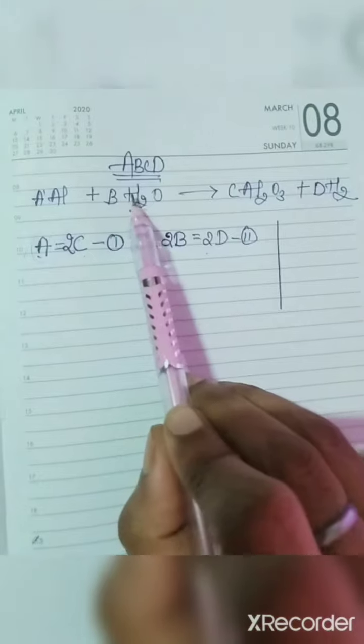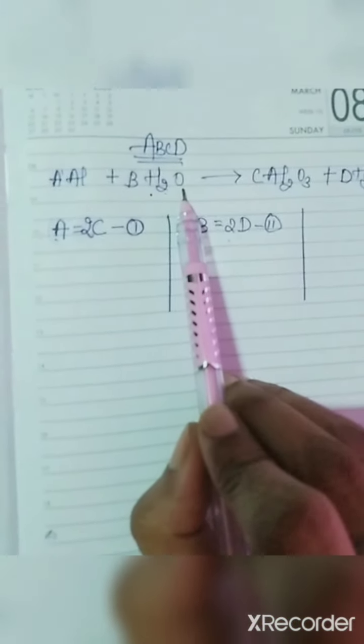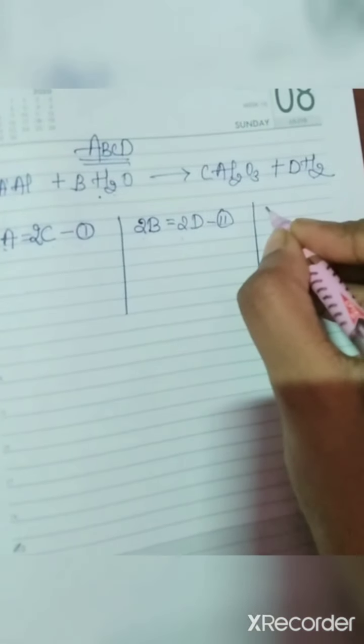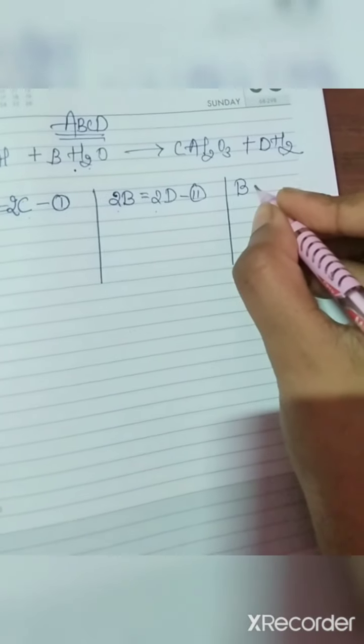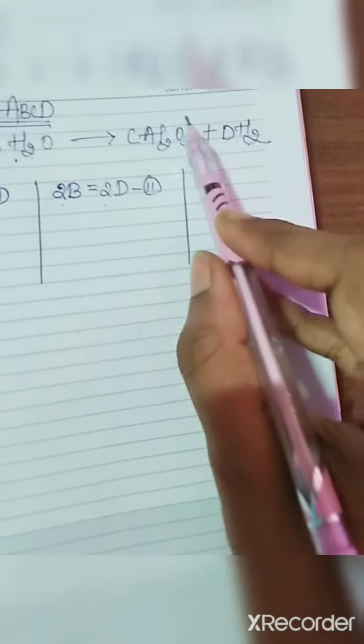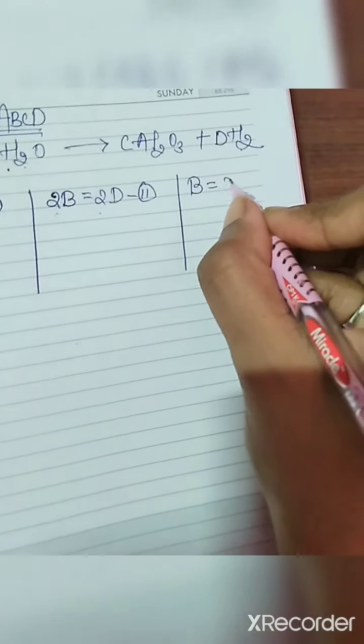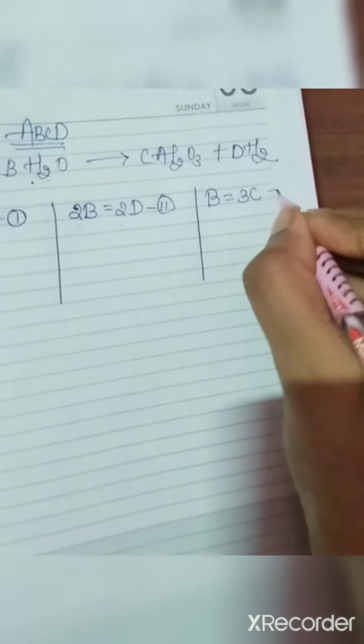Now we will move to oxygen. B is not only the coefficient of hydrogen, it is also the coefficient of oxygen. So we write B, only one oxygen. Now we move to the product side, where we have a triatomic form of oxygen. So we write B equals 3C, and this is equation 3.